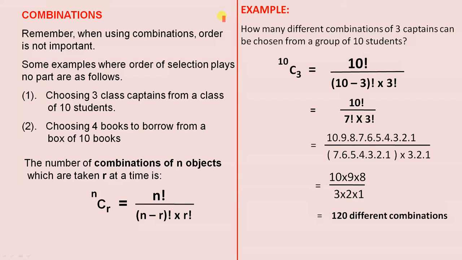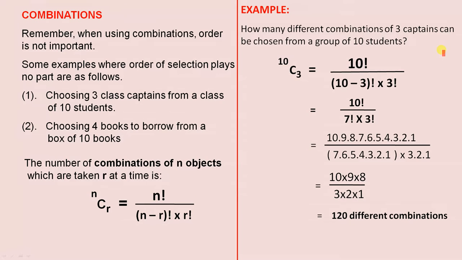Combinations. Remember, when using combinations, order is not important. Some examples where order of selection plays no part are as follows. Choosing 3 class captains from a class of 10 students. You don't care what order you choose the 3 captains, you just want 3 of them. Choosing 4 books to borrow from a box of 10 books. You don't care about the order, you just want 4 books. The number of combinations of n objects which are taken r at a time, nCr, is n factorial over n minus r factorial by r factorial.